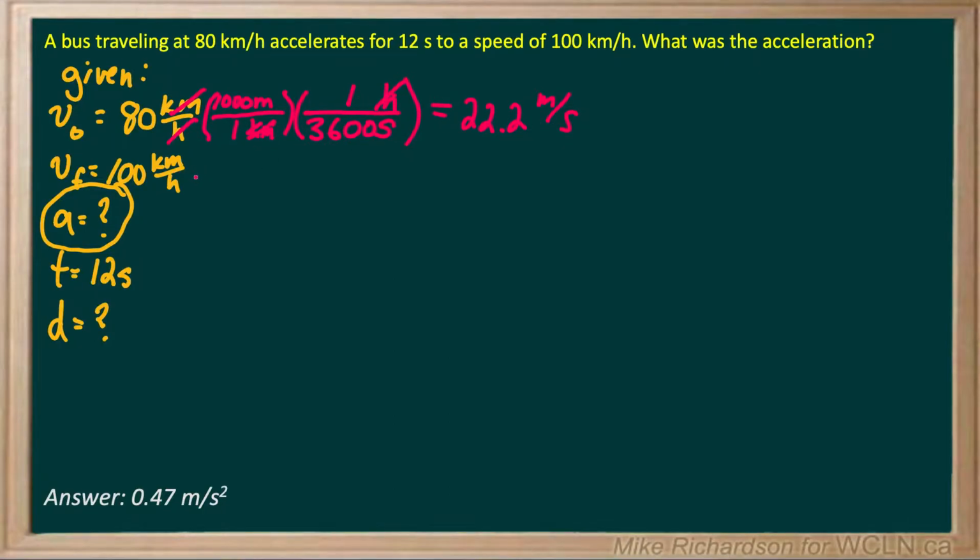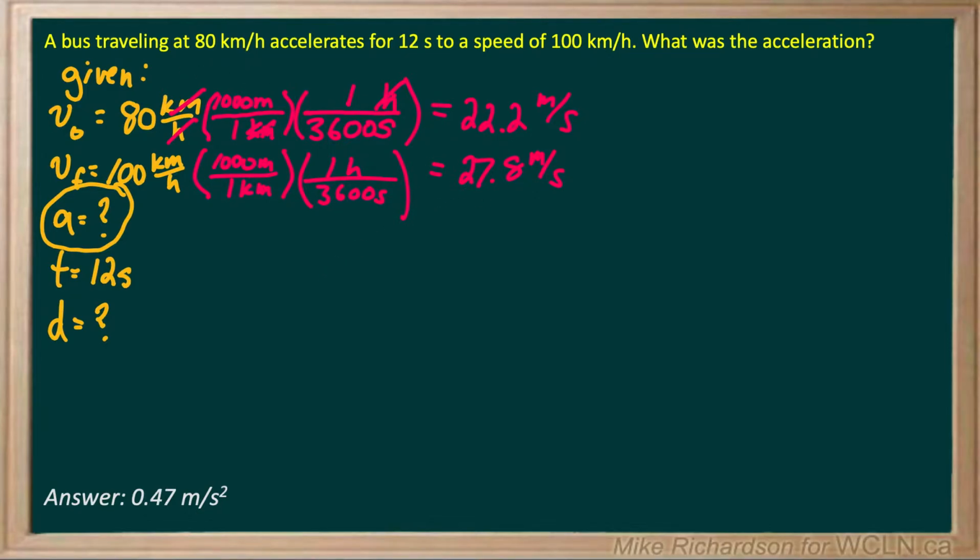Now similarly with the 100 kilometers an hour, I can convert that as well. So we've got 1,000 meters in 1 kilometer. And then we've got 1 hour is equivalent to 3,600 seconds. And when I work all that through, I get 100 kilometers an hour is equivalent to 27.8 meters per second. So now we know V initial and V final with the appropriate units.